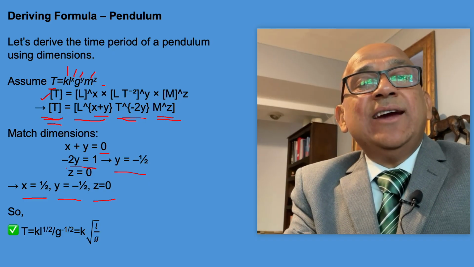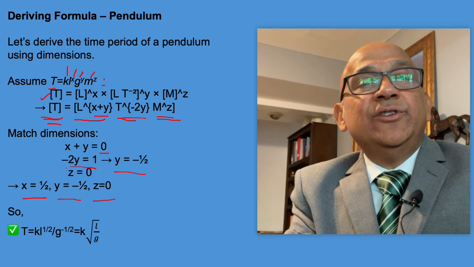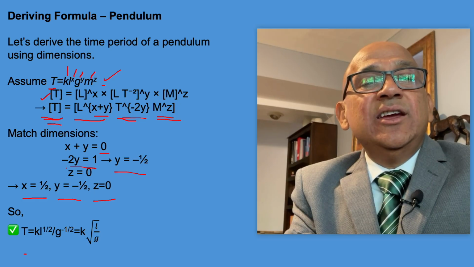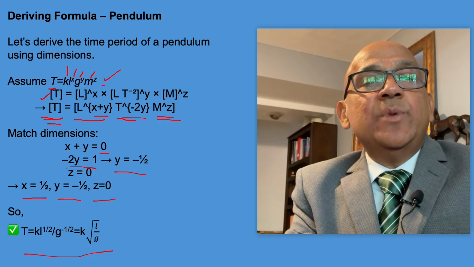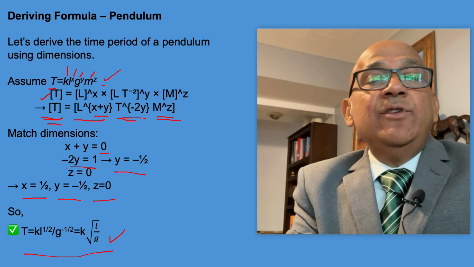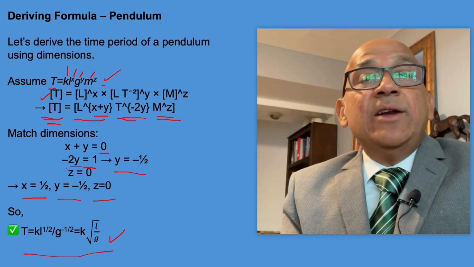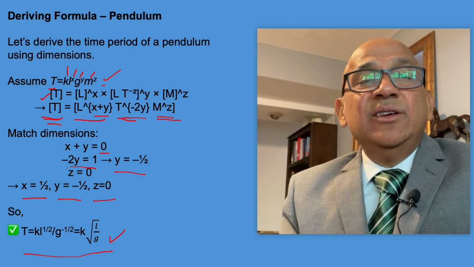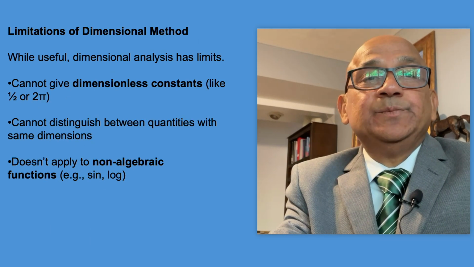So now let us put back all these numbers in the first equation, and we get T equal to k times L to the power half and g to the power minus half, which can be written as T equal to k times under root L by g. And we know that for the pendulum, the period is given by a similar expression.